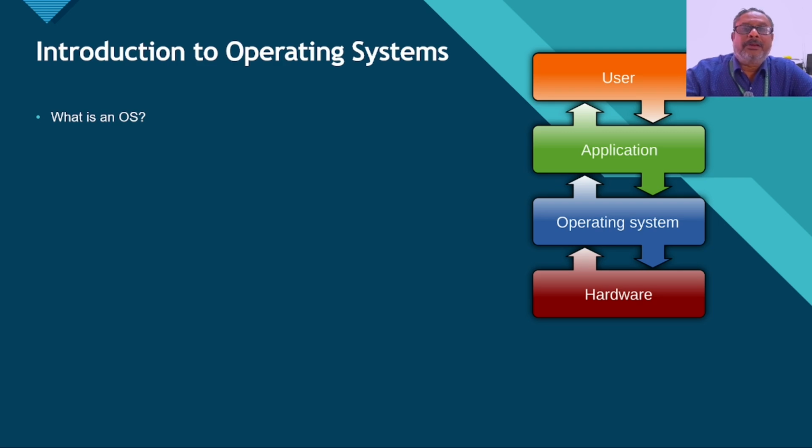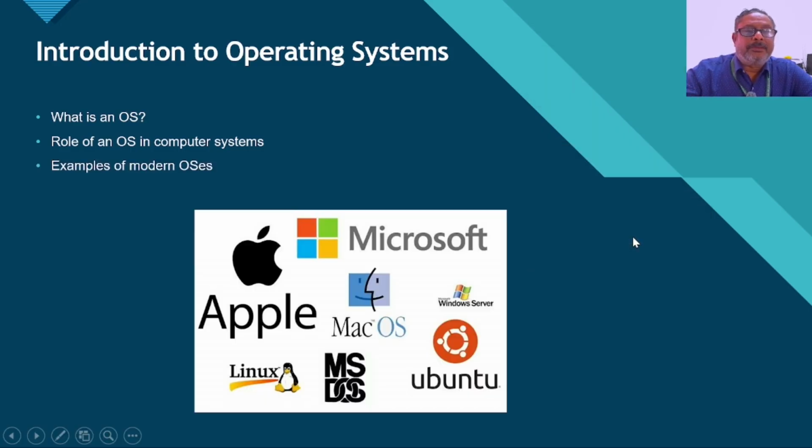So that's an operating system. It's an interface between the user applications and the hardware, and makes things more efficient, smooth working, and all that. So that's the role of the operating system in a computer system.